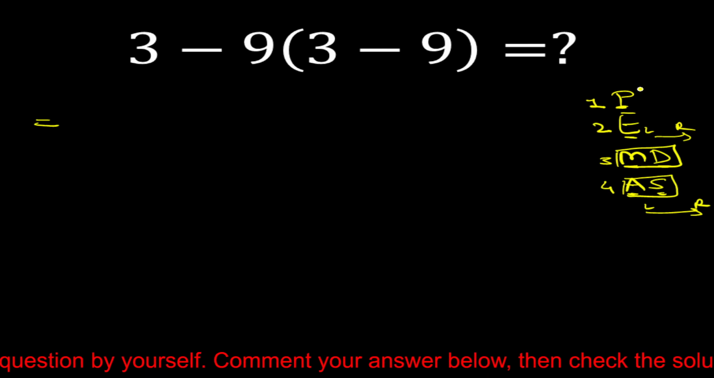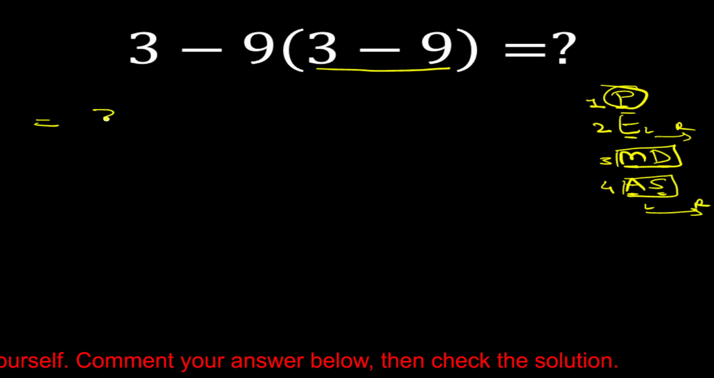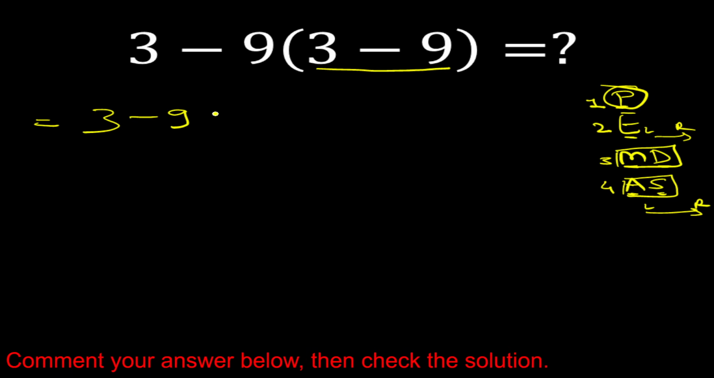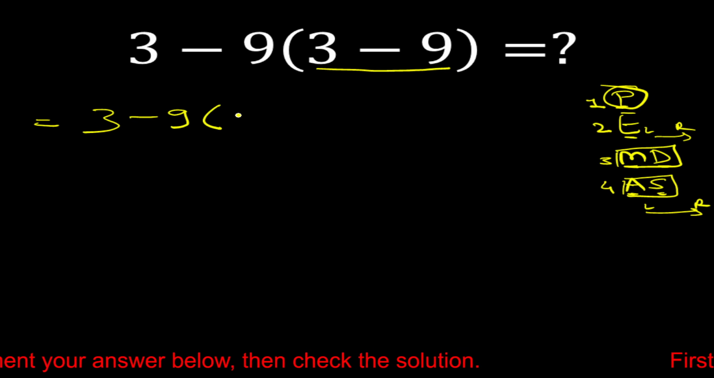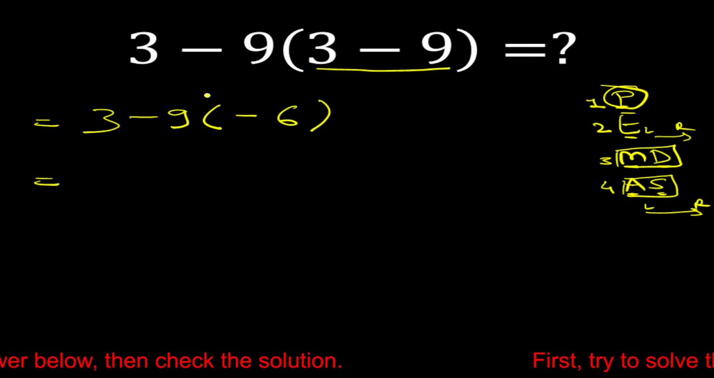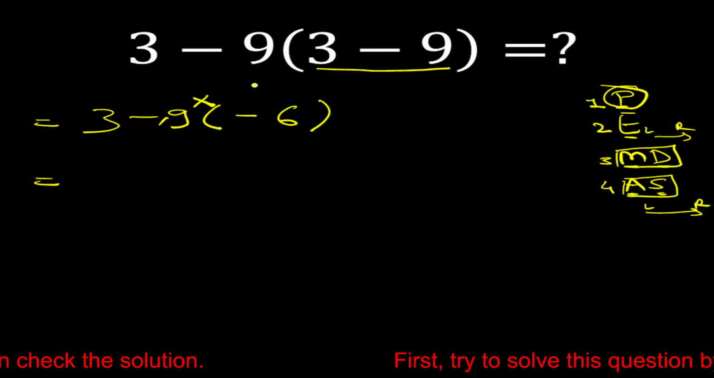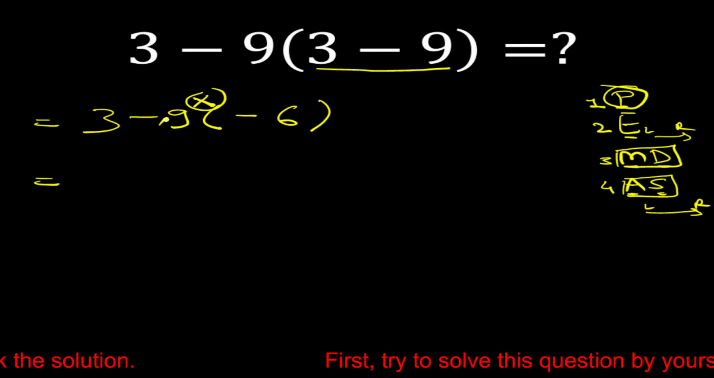So in this question, first priority is parenthesis. So first we have to solve this parenthesis. So 3 minus 9. Now solve this parenthesis. 3 minus 9 is equal to minus 6. Okay, now here is multiplication and here is subtraction. So first priority is multiplication. Then we have to solve this subtraction.